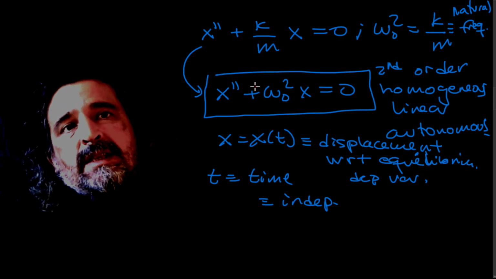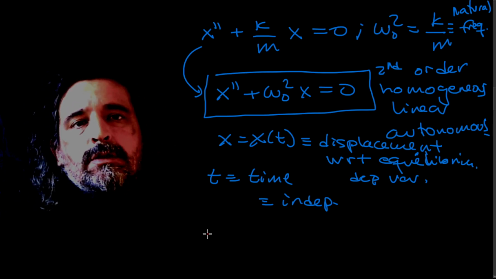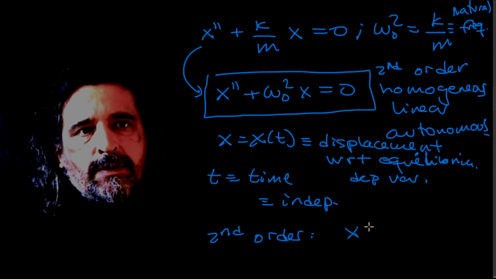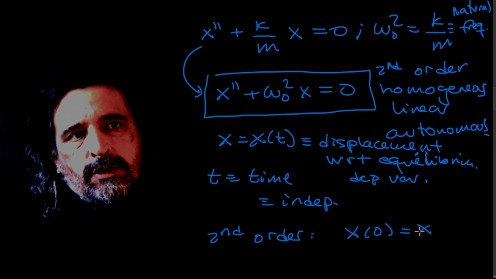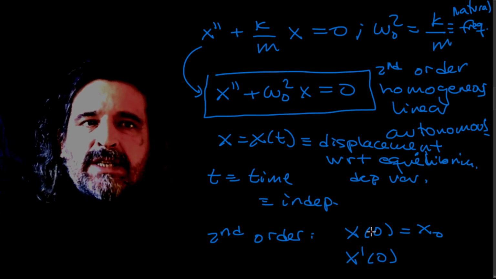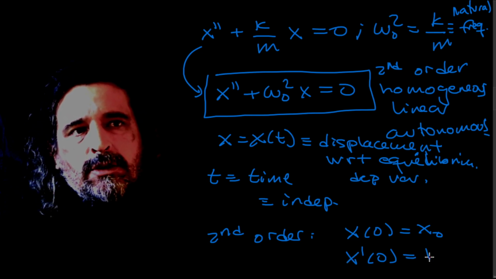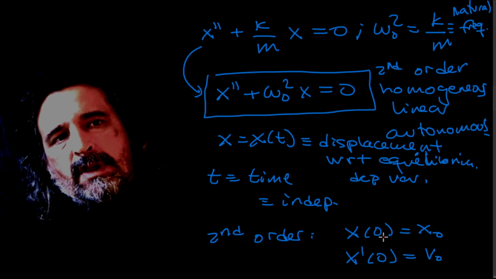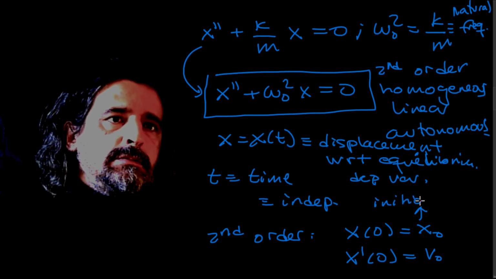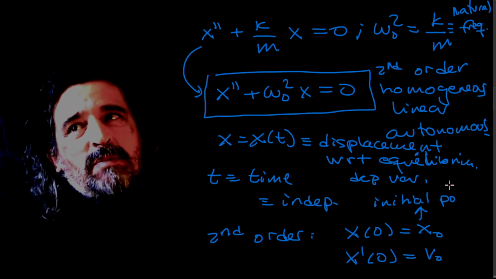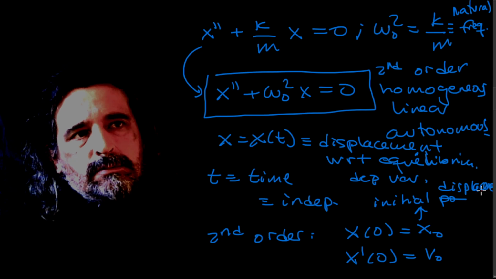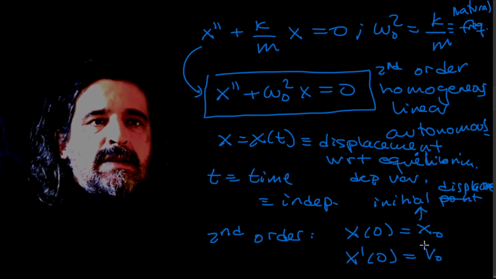Omega naught we know, but it's second order, so we need two initial conditions. So we need x of 0, which I'm going to call x naught, and x prime of 0. Now the derivative of x with respect to t is the velocity, so I'm going to call it v naught. So this is the initial position, or the initial displacement, if you want, from equilibrium, and this is the initial velocity.